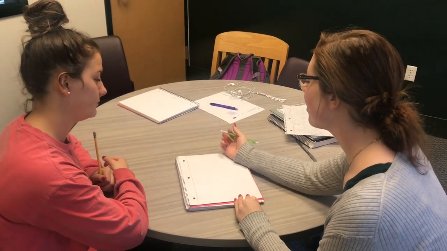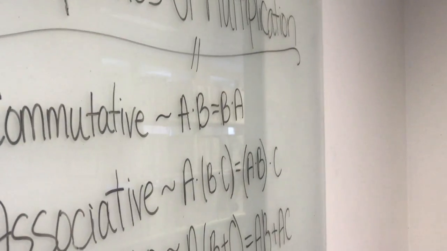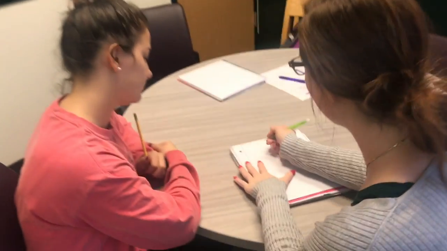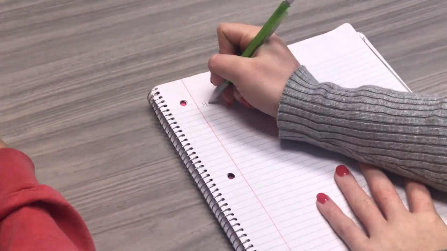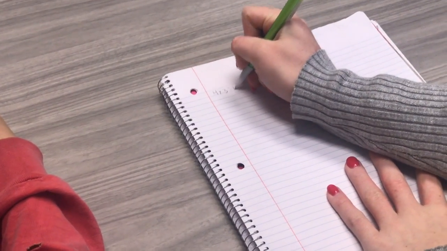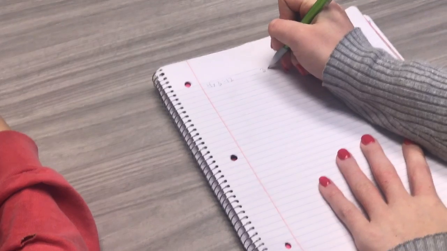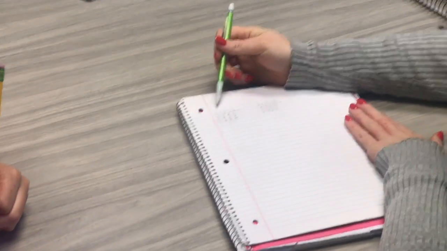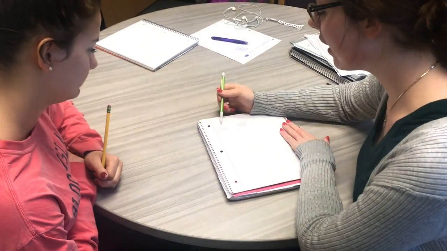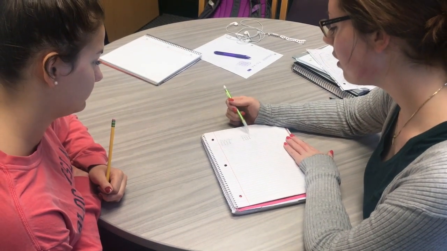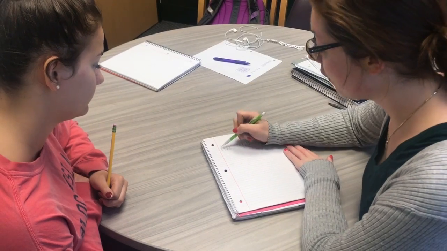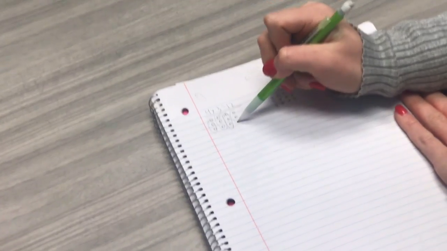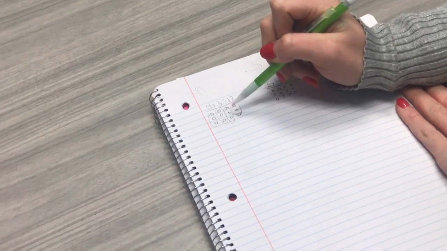The commutative property means that the order does not matter, like A times B equals B times A. For example, 4 times 3 equals 12, and 3 times 4 also equals 12. This is an array of 4 groups of 3, which is 12 circles in total.